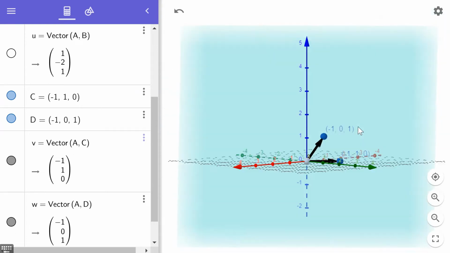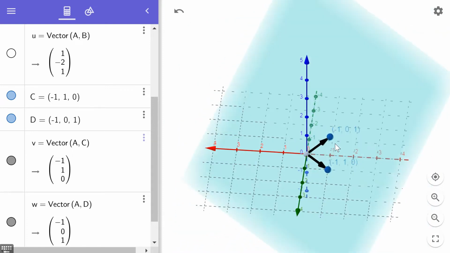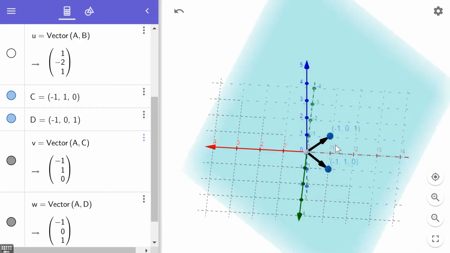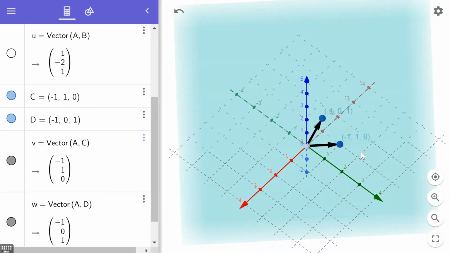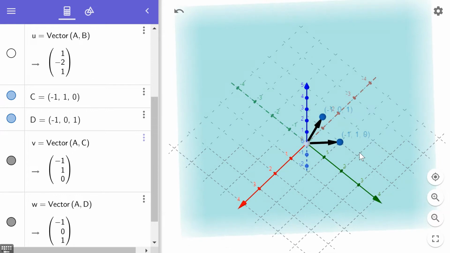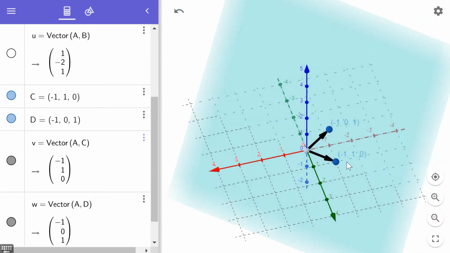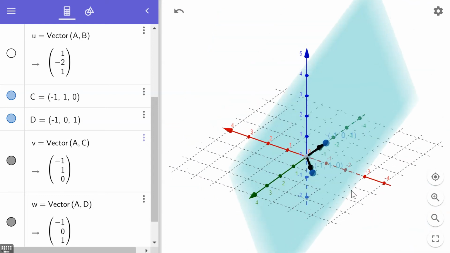You can actually see these two vectors are not perpendicular. They are not orthogonal to each other. That means the basis of a plane doesn't have to be perpendicular. And just like I said earlier, there are many choices for the basis. So these two are just one of the possible choices for the span of the blue plane here.